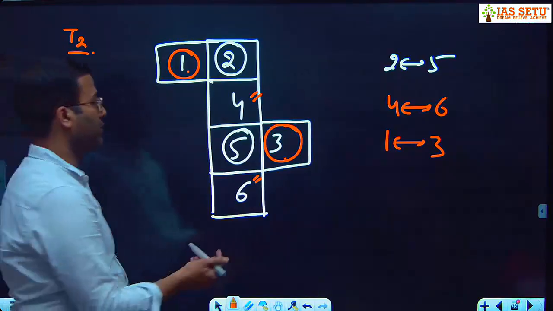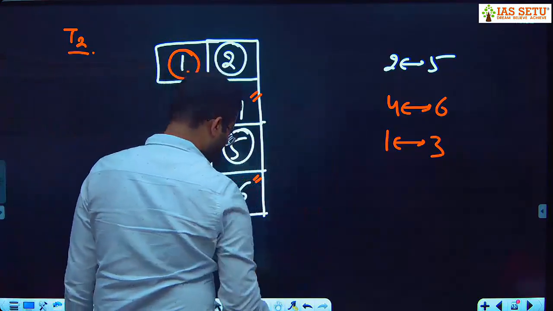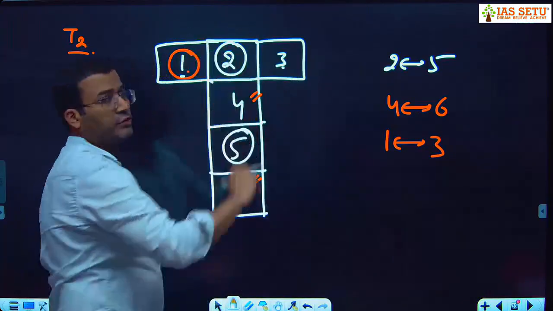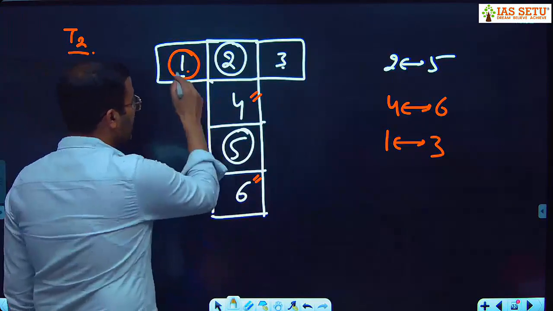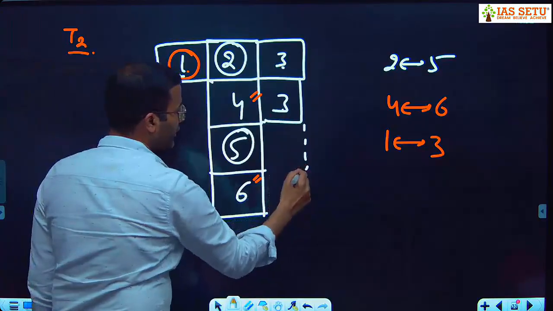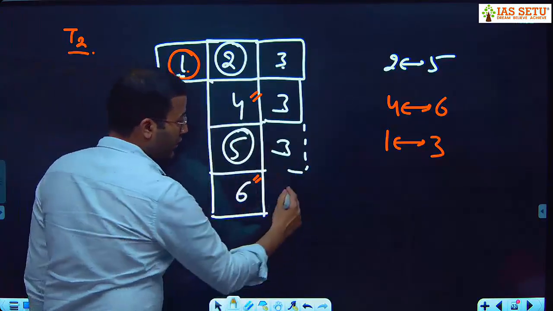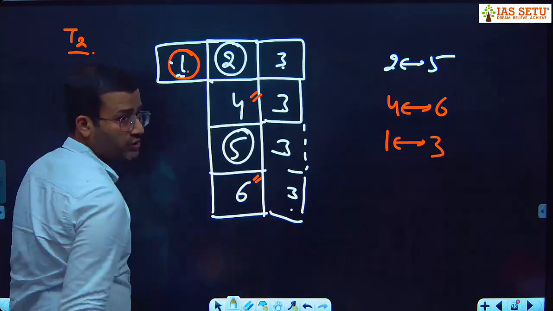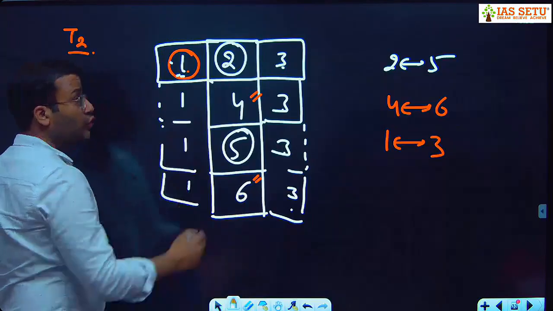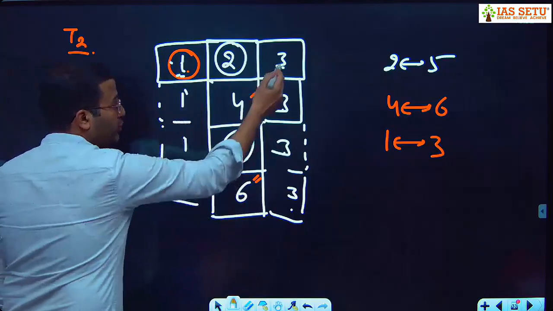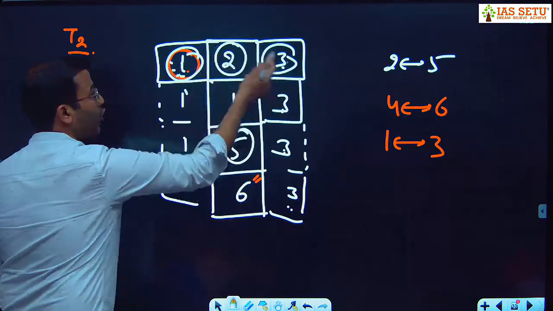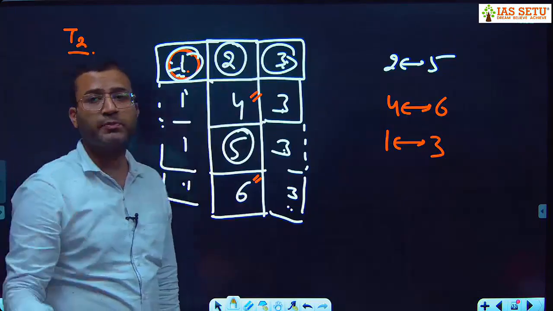Irrespective of their position. If by chance the examiner gives you this diagram and puts 3 here, here also 1 and 3 are opposite. If the examiner uses 1 here, 3 here, then also 1 and 3 are opposite. If they have used 1 at any of these positions, so here 1 can be at any of these positions, 3 can be at any of these positions. So this 1 and 3 are always opposite to each other irrespective of their position.